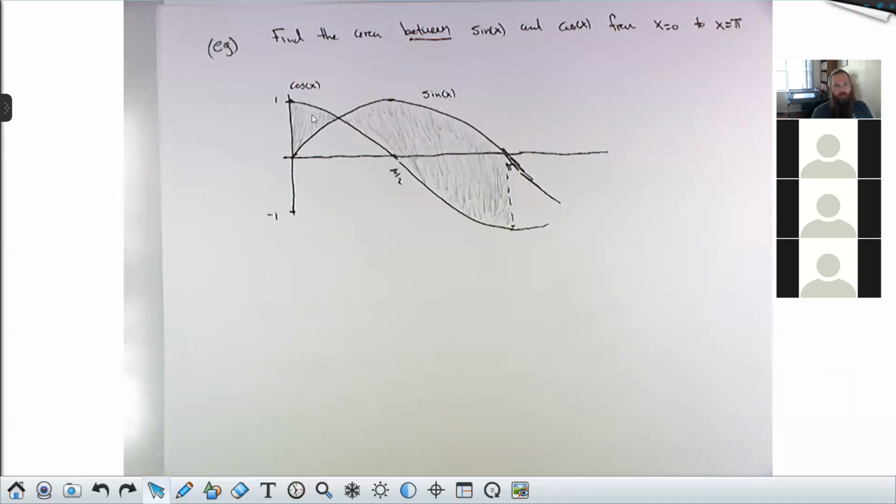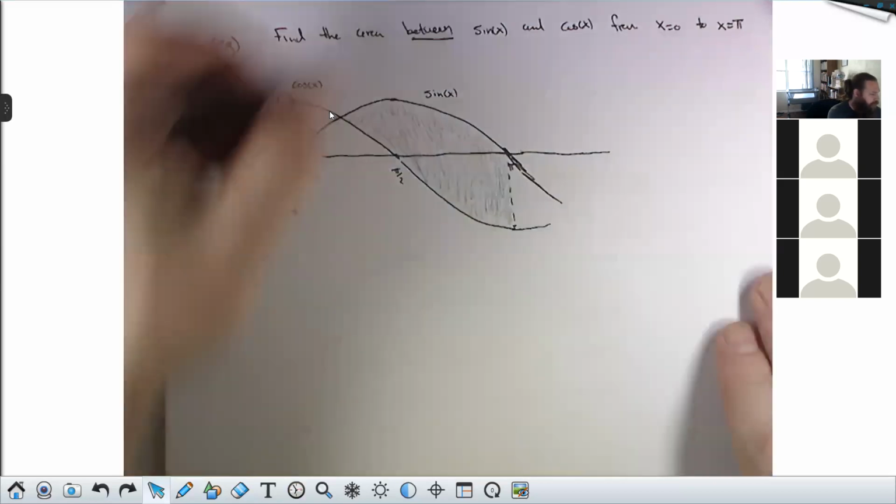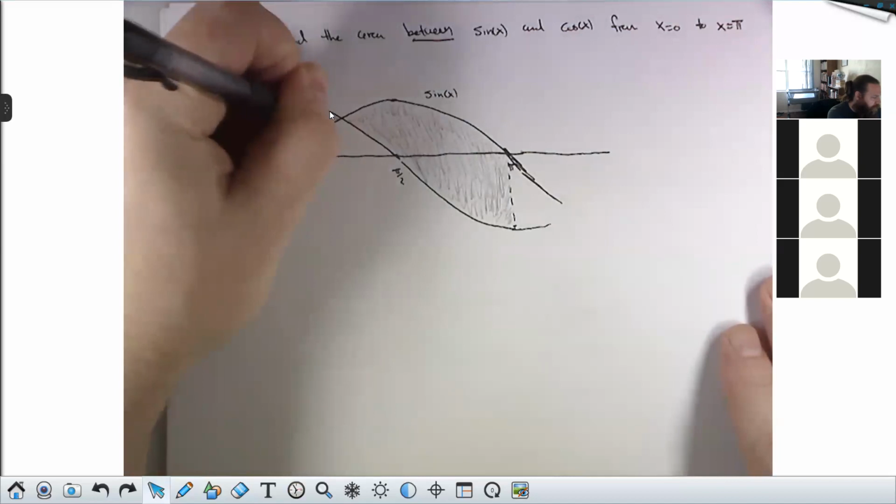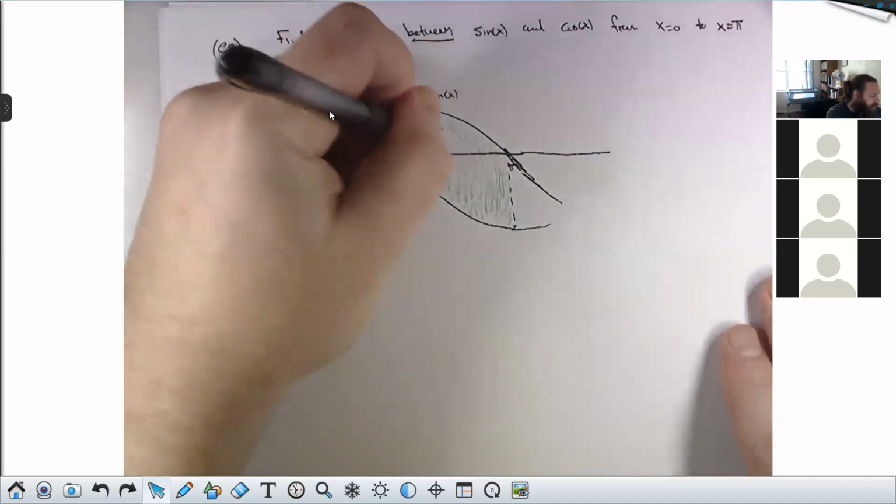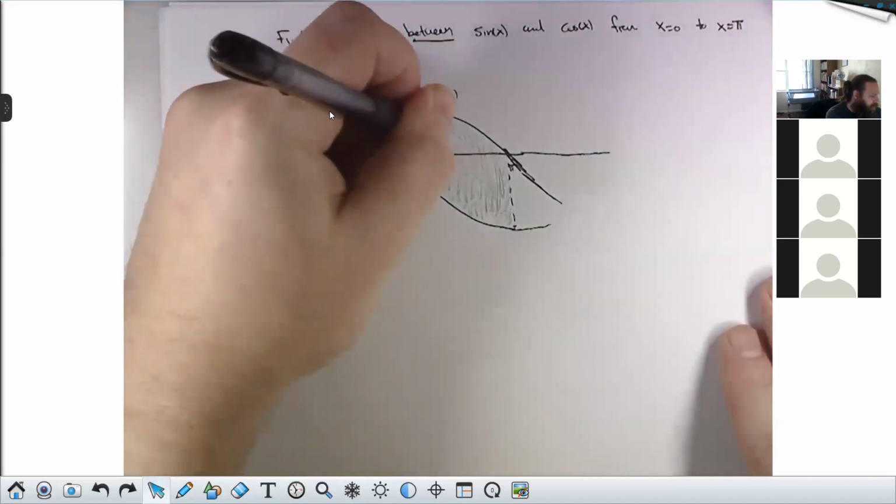It'll be the integral of the upper minus the lower here. And then to that, I need to add the integral of the upper minus the lower here. The upper function in the first region is cosine. The lower function in the first region is sine. The upper function in the second region is sine, and the lower function in the second region is cosine. So let me call these A1 and A2.